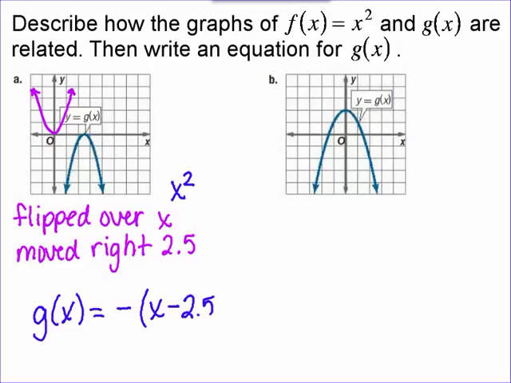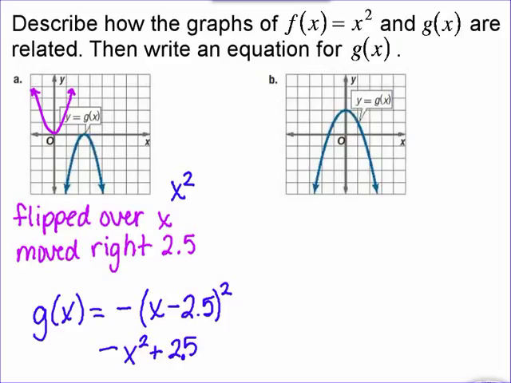Is that really it? Yes. You have to do it backwards. You have to do it this way. You cannot write it the other way, because I know some of you are probably going to say, well, I could just do this. If you wrote it that way, that's actually going to be wrong. This is going to be shifted up 2.5 instead of right 2.5.